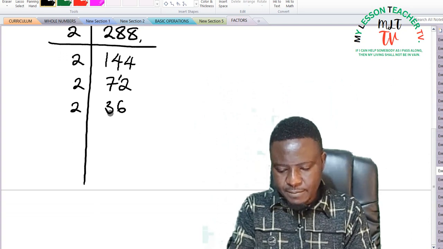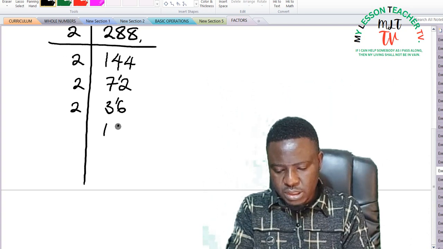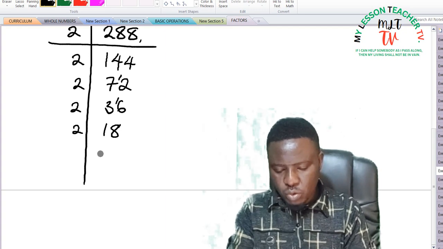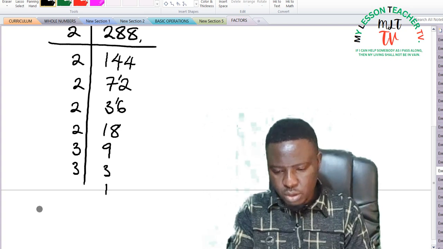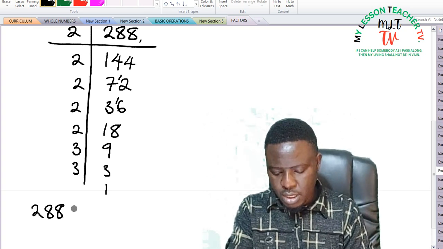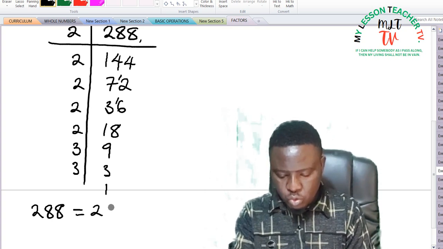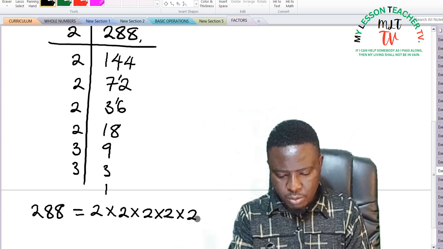2 into 36. 2 into 3 is 1 remainder 1. 2 into 16 is 8. 2 can still divide. 2 into 18 is 9. But 2 can no longer divide 9, so we therefore use 3. 3 into 9 is 3, and 3 into itself is 1. So that 288 can be expressed as a product of its prime factors to be 2 times 2 times 2 times 2 times 2 times 3 times 3.